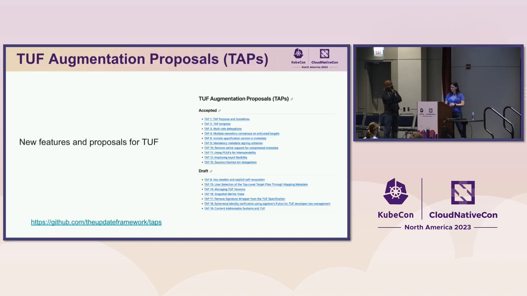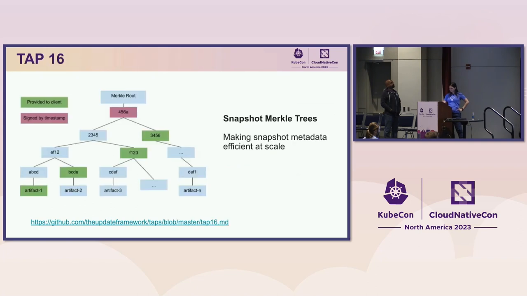And finally, I'll talk a bit about some new proposals and enhancements to TUF. We have this process called TAPs, or TUF Augmentation Proposals, where we propose, talk about, and then implement new features in TUF. This is a quick list of all the ones that are currently active, and I'll go into a couple of the new ones just to see some of the things that we're thinking about as a project. First of all, I'll talk about TAP 16, which is Snapshot Merkle Trees.